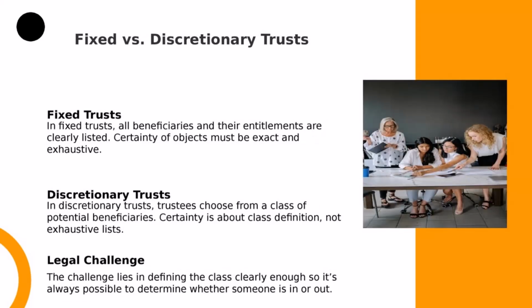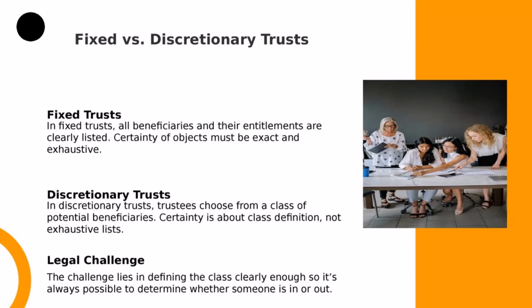So, fixed versus discretionary. In a fixed trust, all the beneficiaries and their entitlements are clearly listed. The certainty of objects must be exact and exhaustive. So they just say we've got, like, Fred Henry Smith and Jenny Jane Smith. They're going to be the beneficiaries that are clearly named in the certainty of objects. They are there as the beneficiaries. It isn't discretionary. It is fixed. It can only be those two and no other. Hope that makes sense. Pretty clear.